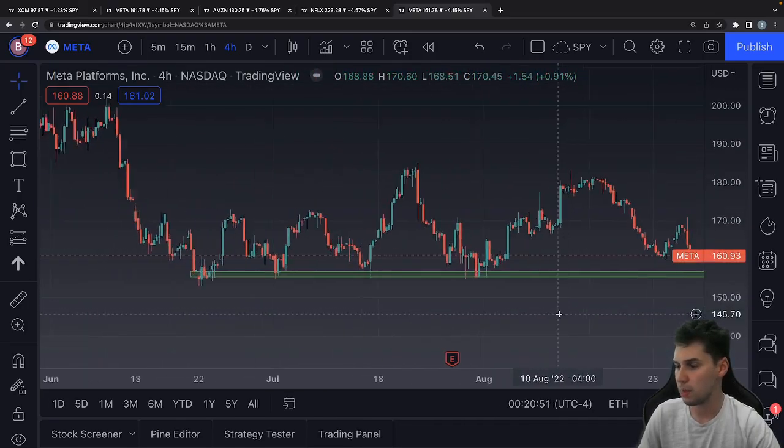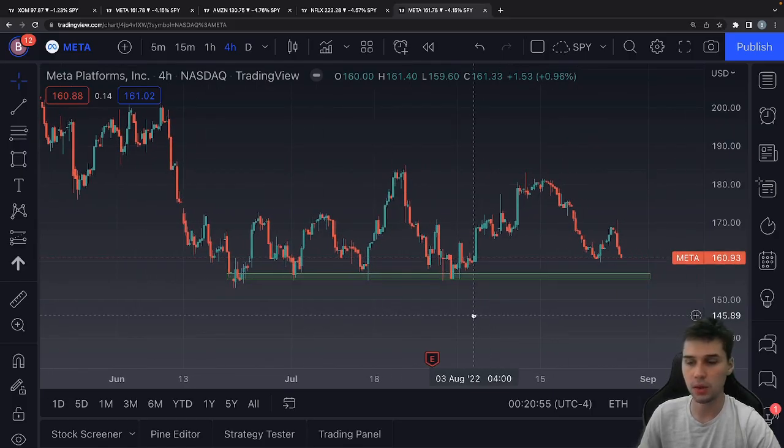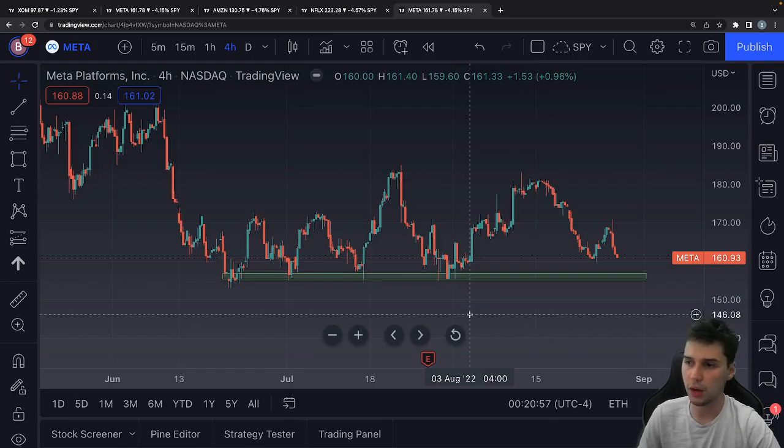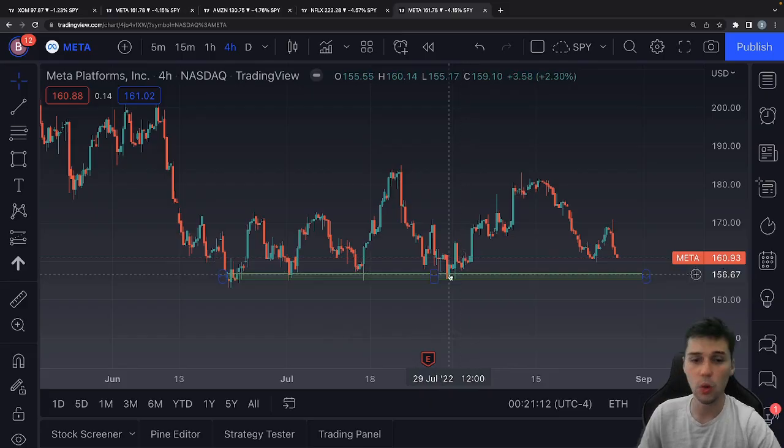Now, before I show you how I would have traded this, I want to draw a supply zone. So definitely pause the video right now and see if you can identify a few supply zones on Meta. And I do want to say this, there's always going to be multiple supply zones. There's always going to be multiple demand zones. It's looking for the area that has the most respected price action, which is going to be your strongest and most notable and important demand zones or supply zones.